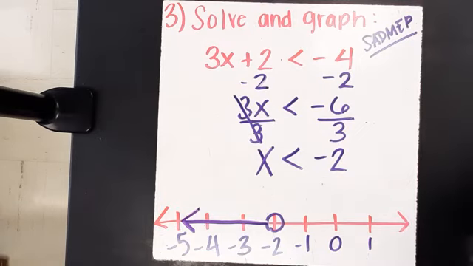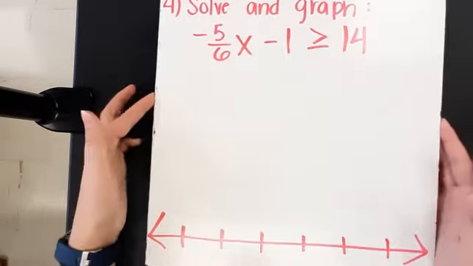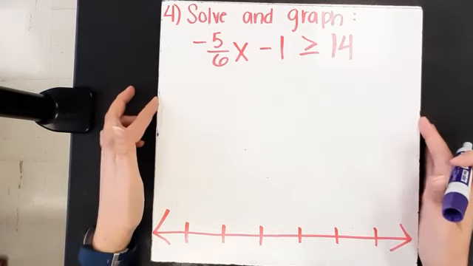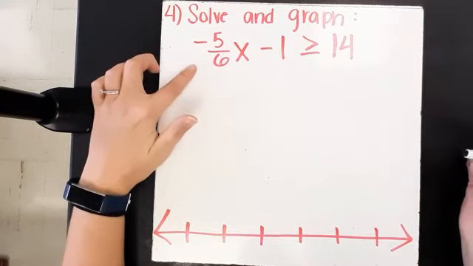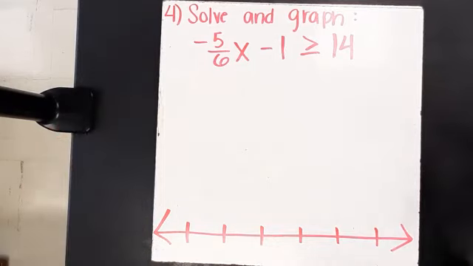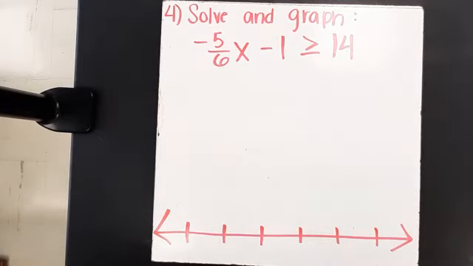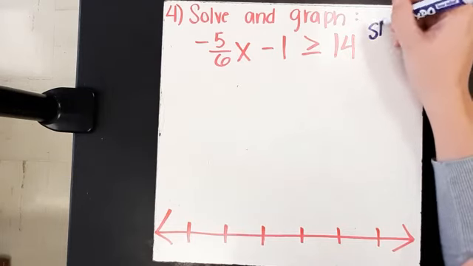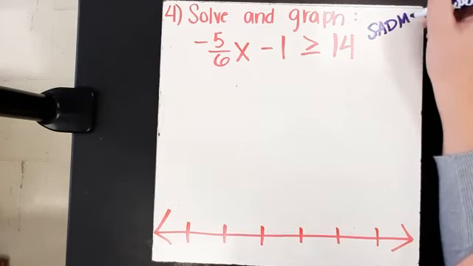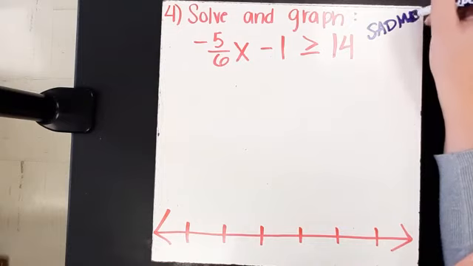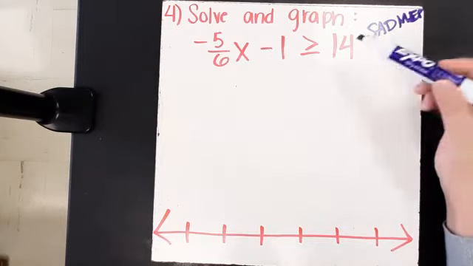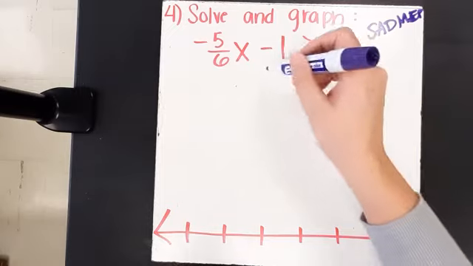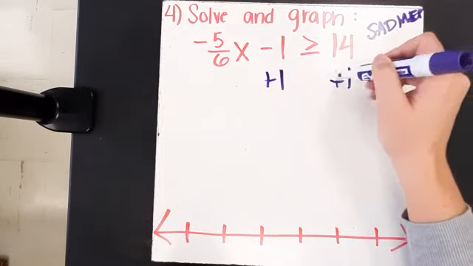All right, we're going to try one more problem here together. So in this problem, we have -5/6x minus 1 is greater than or equal to positive 14. So in this one, the first thing that we need to do, again, we're following SADMEP, so we need to cancel out any addition or subtraction first. So I'm going to cancel this -1 by adding 1 on both sides.